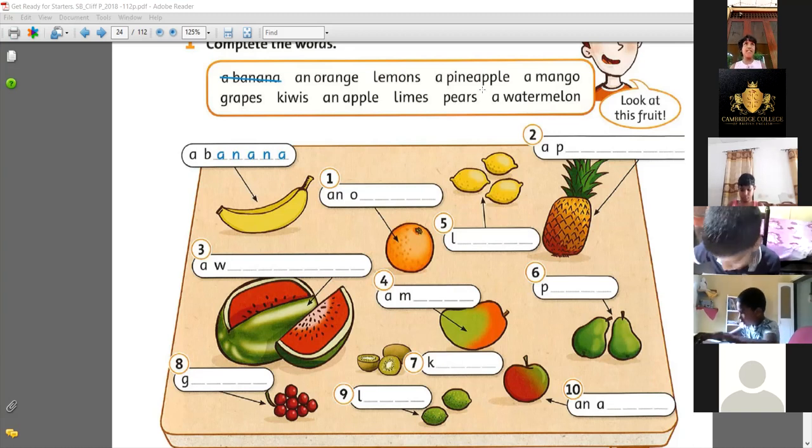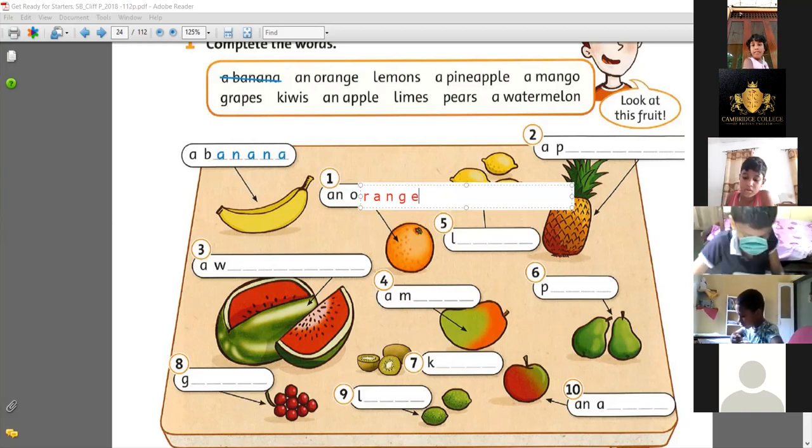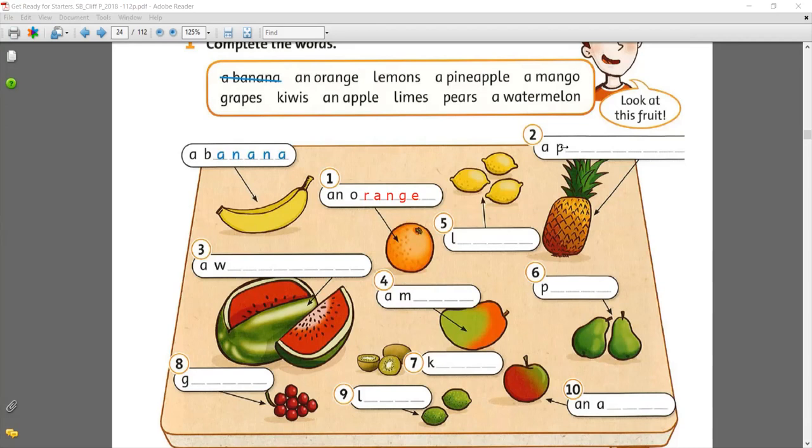All right, then I'm going to give you the answers. Please check your answers by looking at this. Orange, O-R-A-N-G-E, orange. These are the spellings for orange. Next one, pineapple. So I'll write like this: P-I-N-E-A-P-P-L-E, pineapple. Those are the spellings.